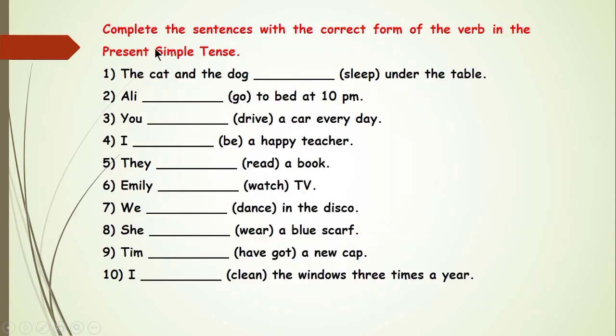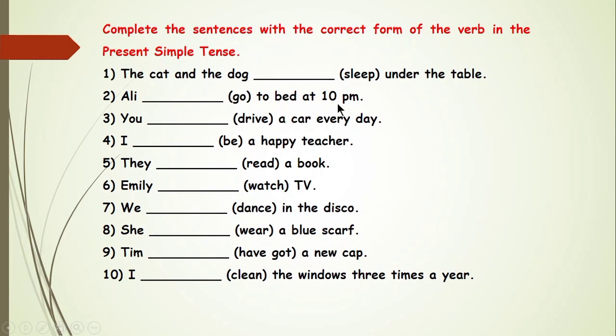Now there is a simple activity. Complete the sentences with the correct form of the verb in present simple. For example, the cat and the dog sleep under the table. Now sleep is the correct option because cat and dog, there are two, so we have a plural subject, so we do not add s or es, so sleep is the option.